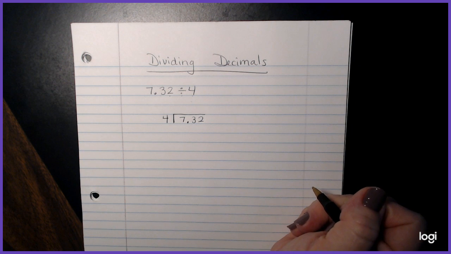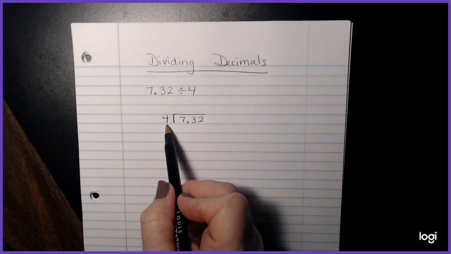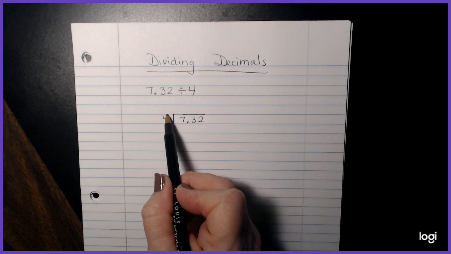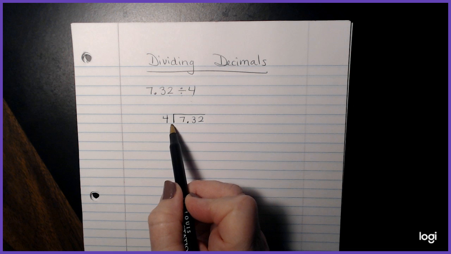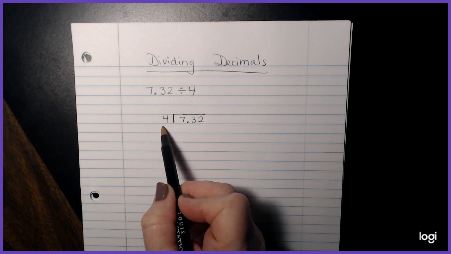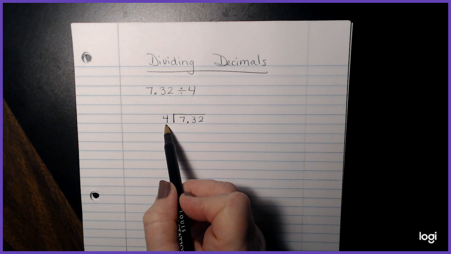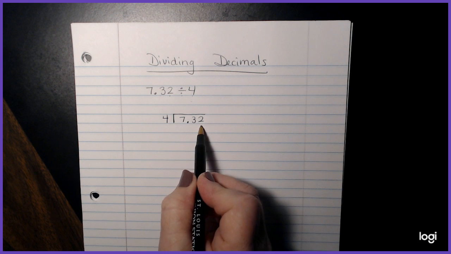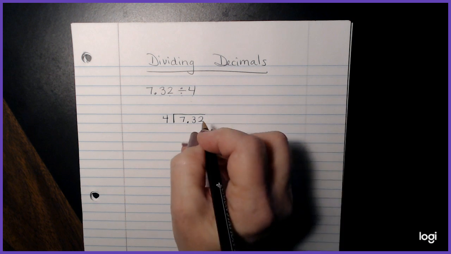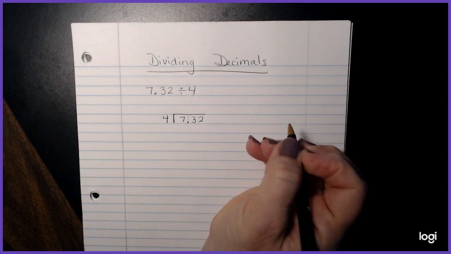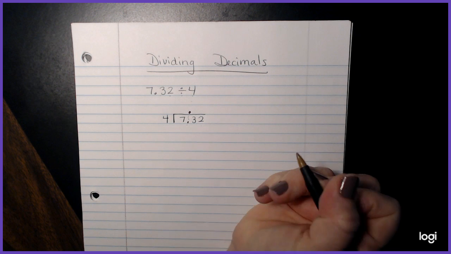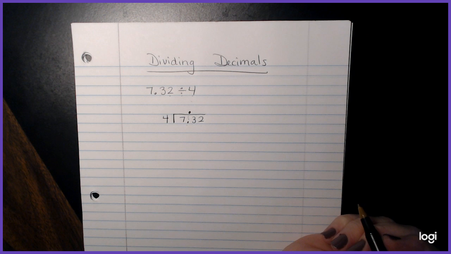When dividing with decimals, we look at our divisor. And if our divisor has any decimals in it, we need to move those decimals. We don't have any decimals here, so we're actually ready to do our division problem. We look at our dividend. There's a decimal. All we do is we carry that decimal place straight up. And now we're going to solve the division problem like we would without decimals.